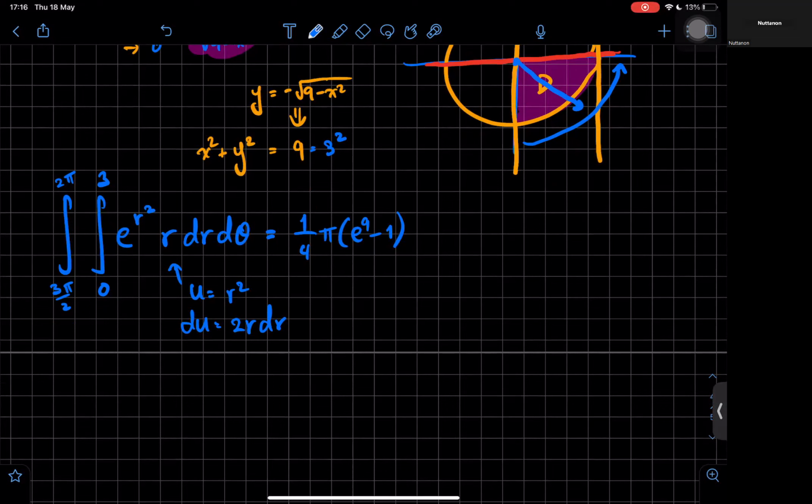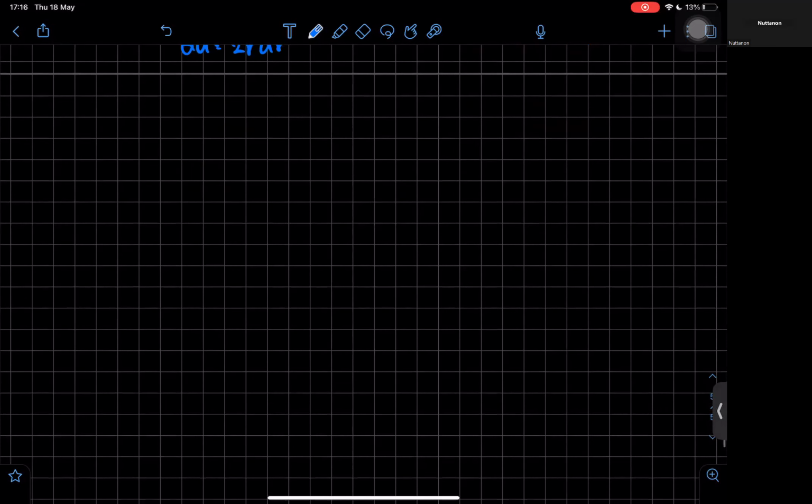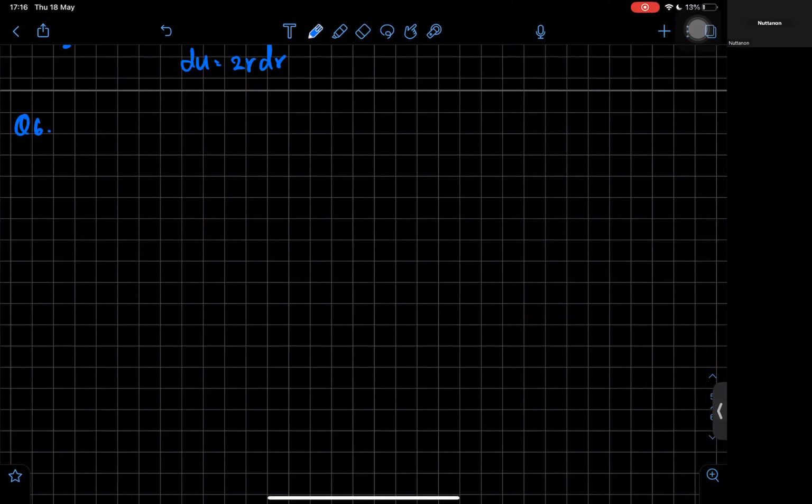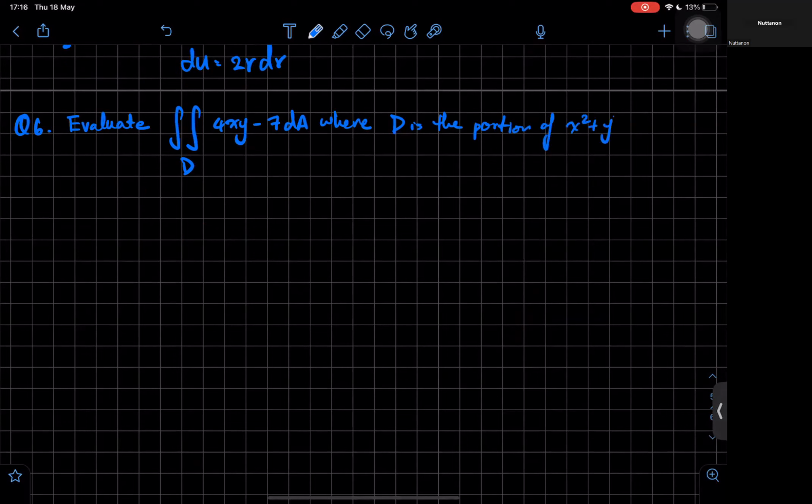Now we are going to see a bit harder question. So this one is question 6. X squared plus y squared equal to 2 in the first quadrant.